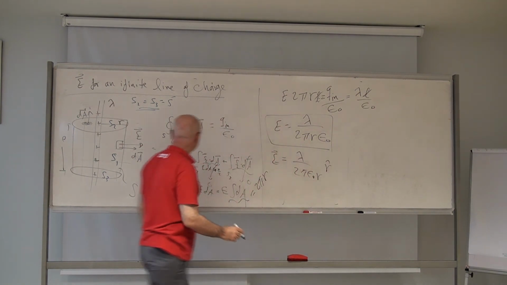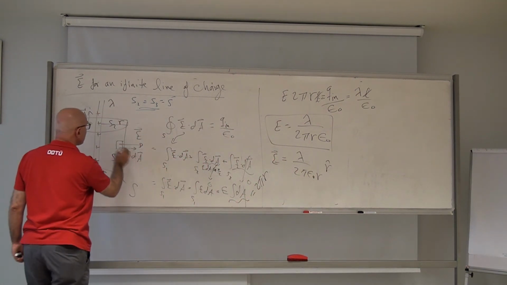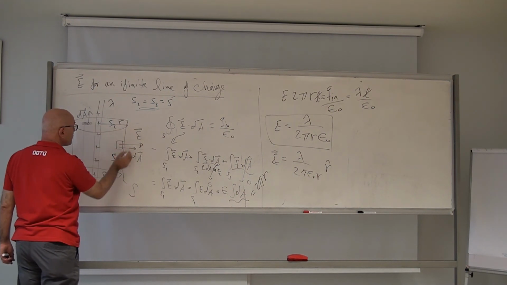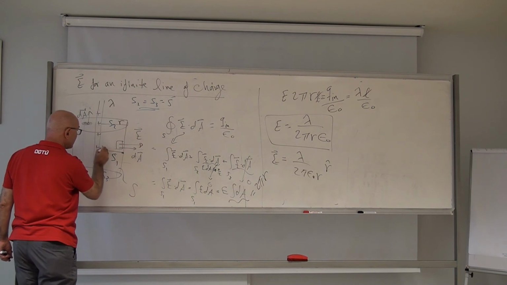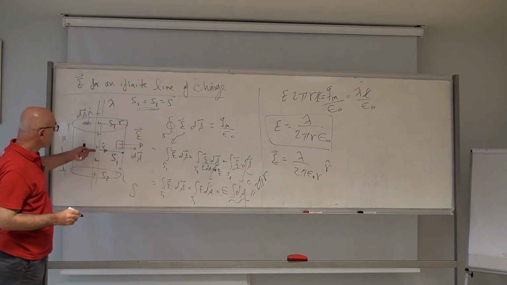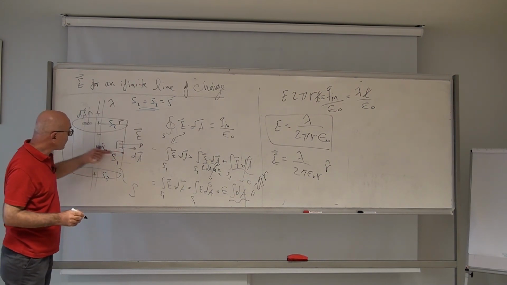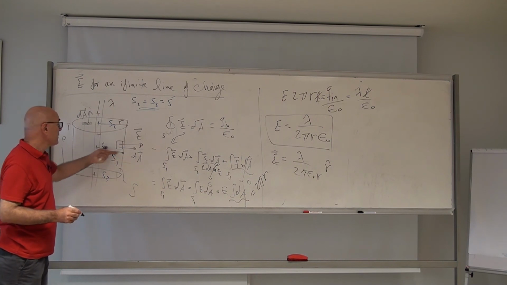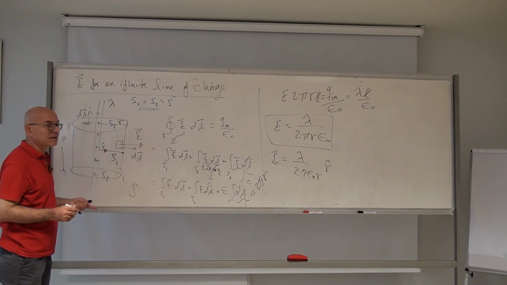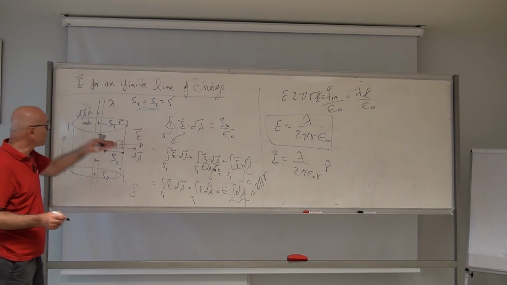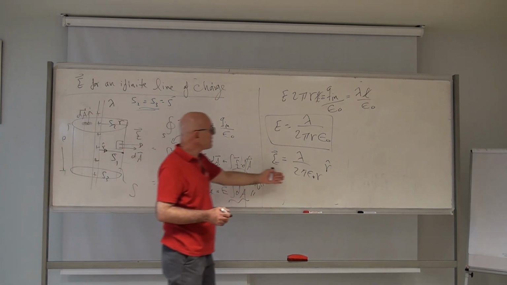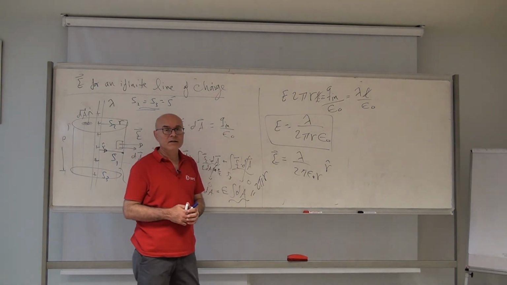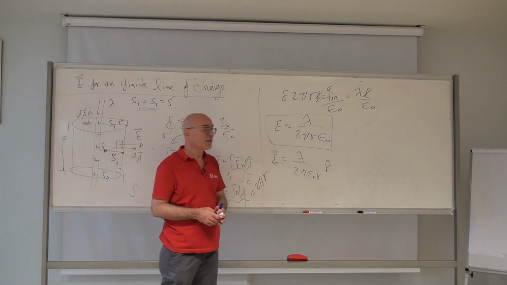And if you want to write it as a vector, you write it as lambda over 2 pi epsilon naught r times r hat. Now r hat is a unit vector that goes from the line to the point where you want to find the electric field. For example, if you want to find the electric field here, then this is r hat here. So it's radially outward from the line, and this is your electric field vector. This is the magnitude of that electric field.